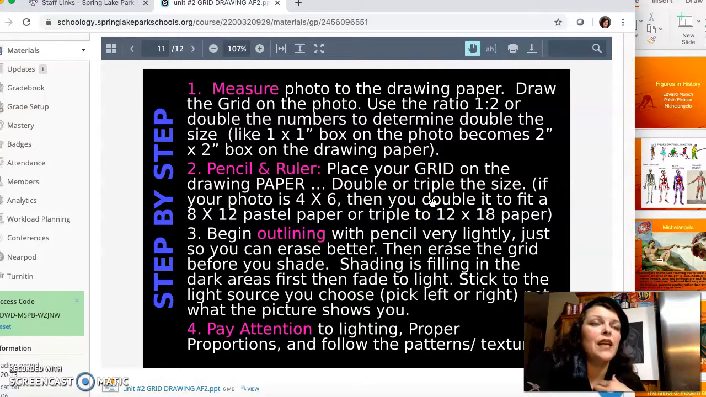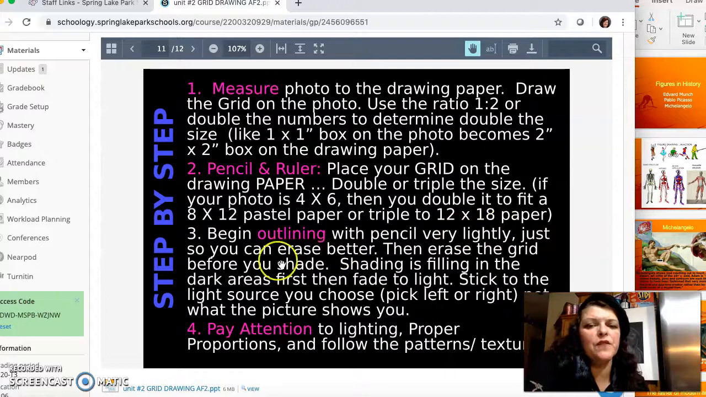Some people, like I have one girl, she asked if she can use the white side of what do you call it? Gift wrapping paper. Yeah, you can. You can make it huge. You can even do a mural in your bedroom. Okay, ask permission first. So then you start outlining it with a pencil.